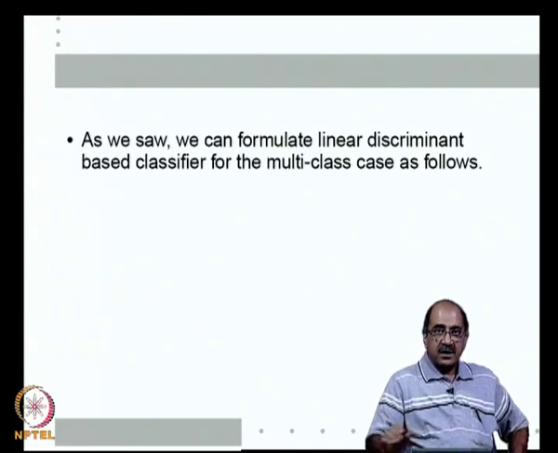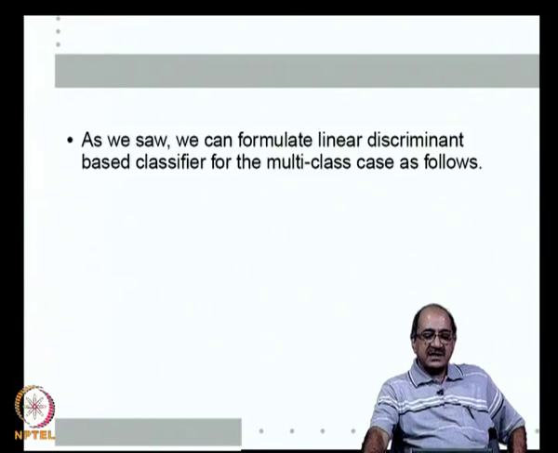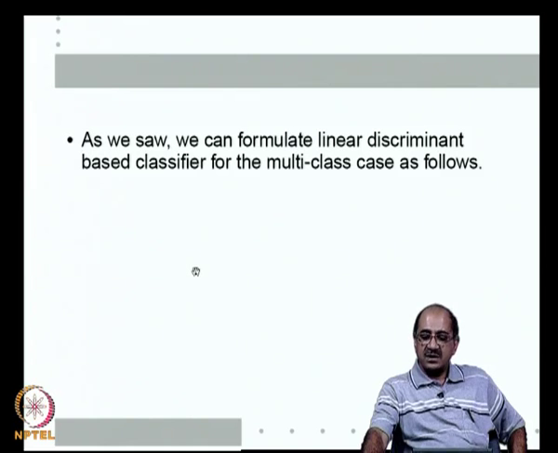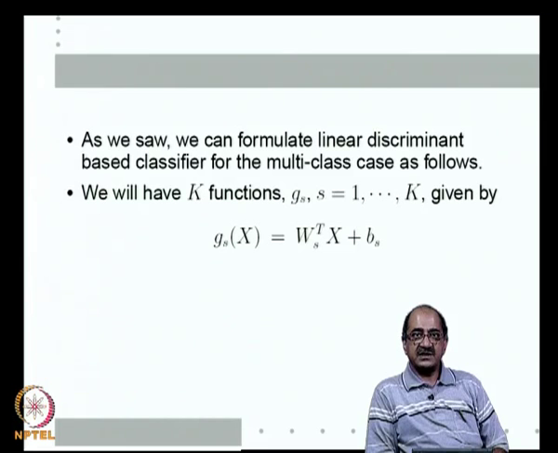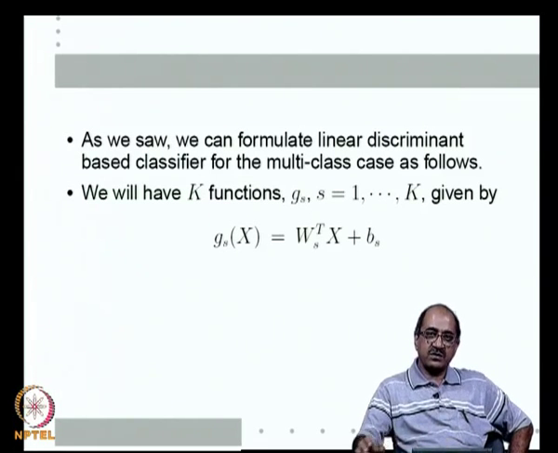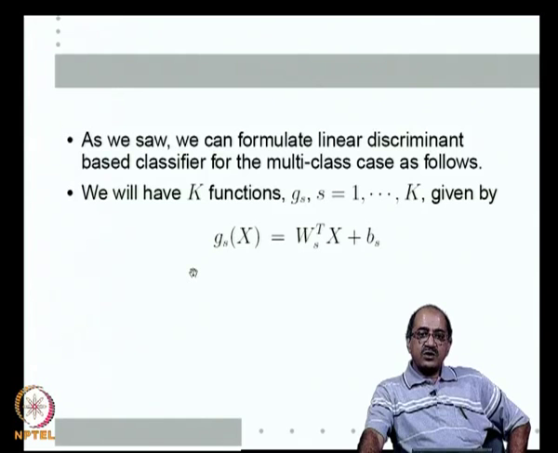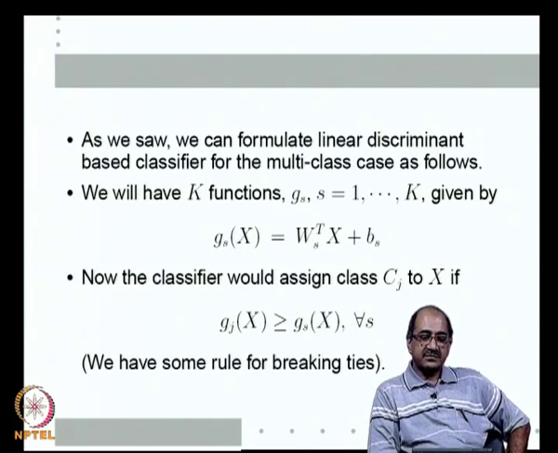And we have seen in the last class that one way of generalizing linear discriminant functions is to have, for a k-class problem, k discriminant functions. So, the idea is we will have k functions, call them Gs, each of them a linear function, Gs of x is Ws transpose x plus bs, where s goes from 1 to k. And then how do I use these k functions for classification? Given a new x, I will ask which of the g's has the highest value. So, I will assign x to class Cj if Gj of x is greater than or equal to Gs of x for all s.